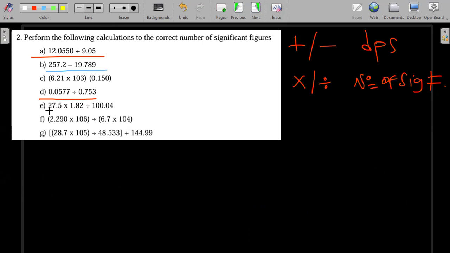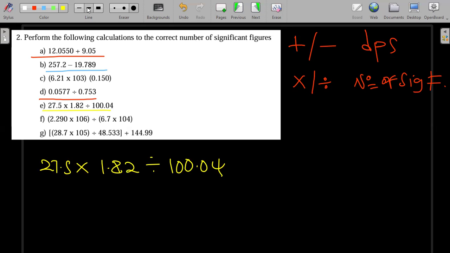Okay, so let's maybe look at E, this one here. So I have 27.5 multiplied by 1.82 divided by 100.04. Okay, so here we have two operations in one question.